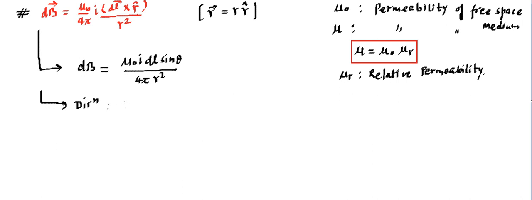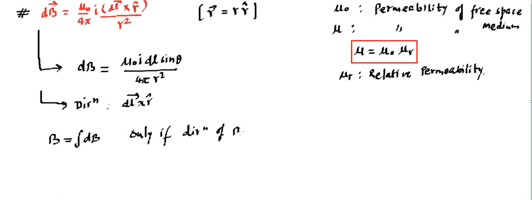Direction we'll be deciding based on this dl cross r cap. Once we have a certain direction, then we need to see whether the direction is constant or changing. So if the direction is constant, then we can write the magnetic field will be equal to integration simply dB. This will be only if the direction of dB, direction of magnetic field is constant and is not changing, that means it remains the same at all the points, or due to all the elements rather.